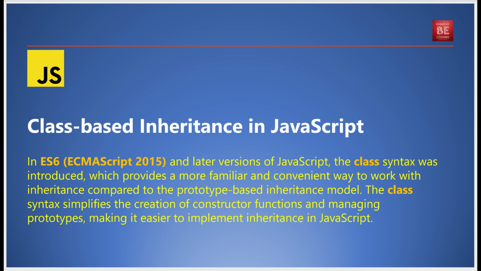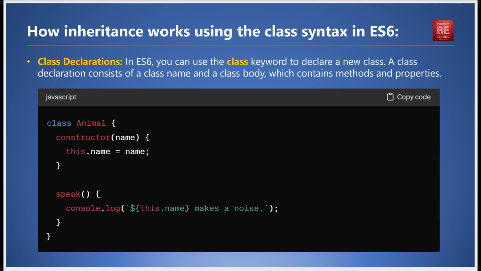Inheritance in JavaScript using ES6 class syntax is a fantastic concept that allows us to create hierarchical relationships between classes. It's all about parent and child classes, with the child inheriting properties and methods from the parent. Let's begin with class declarations. In ES6, we use the class keyword to declare a new class. This declaration involves naming the class and defining its body, which includes methods and properties.